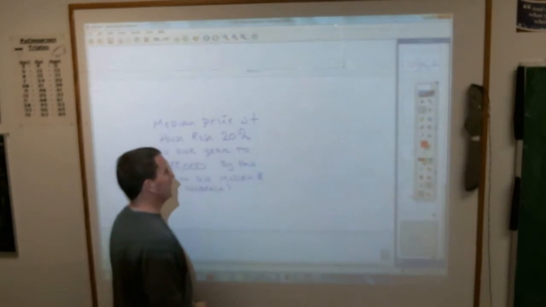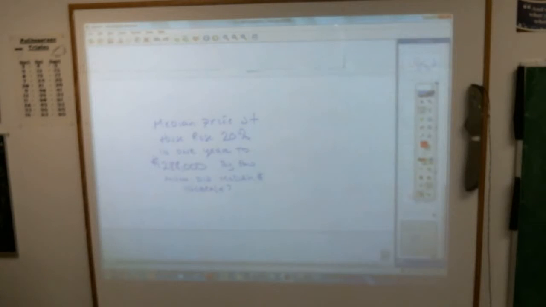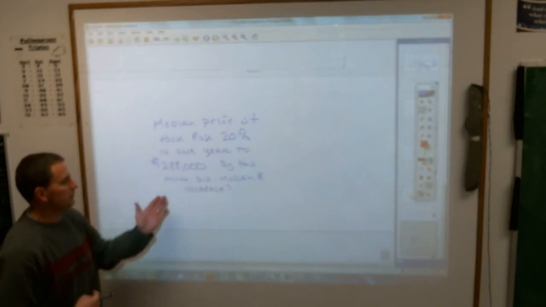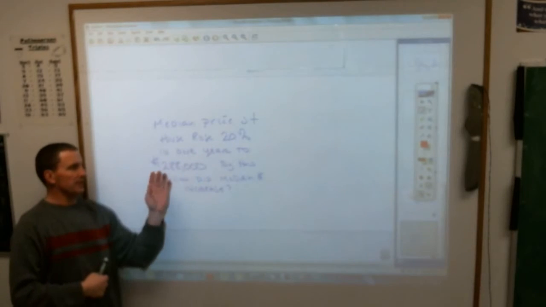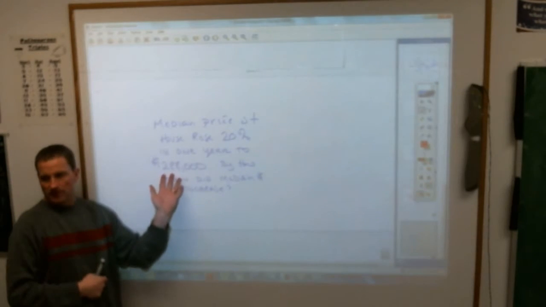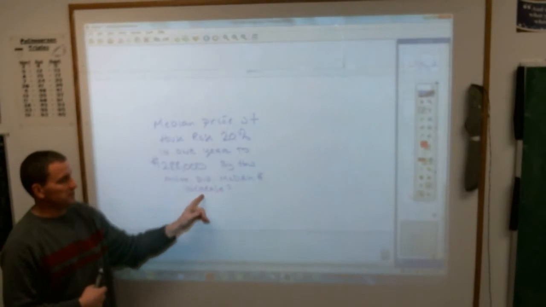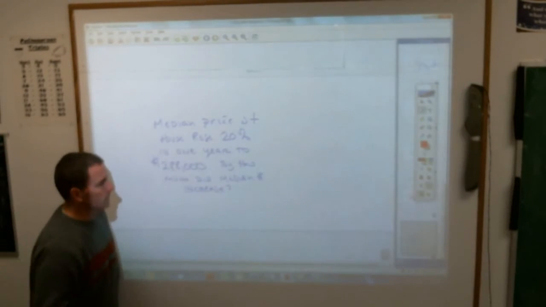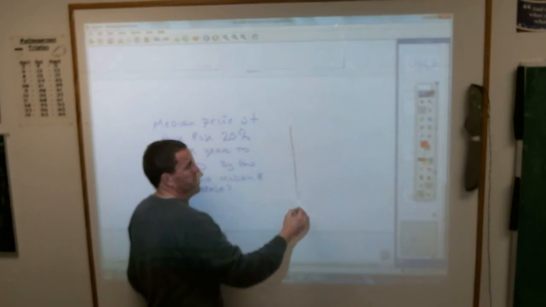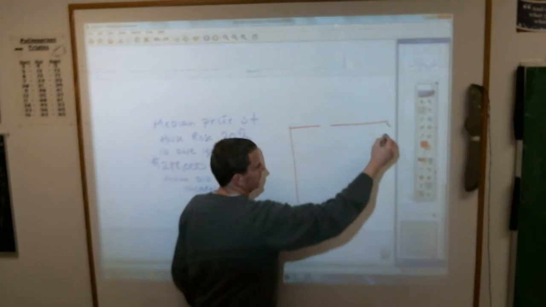And I can tell you, just looking at this, I myself would have absolutely no idea. First of all, if it went up 20% and ended up being this, you should know that it started out being less than this, because this was what it was after the increase. But they're asking how much the median price increased. You start off by drawing your little box here, children. Don't let it scare you.